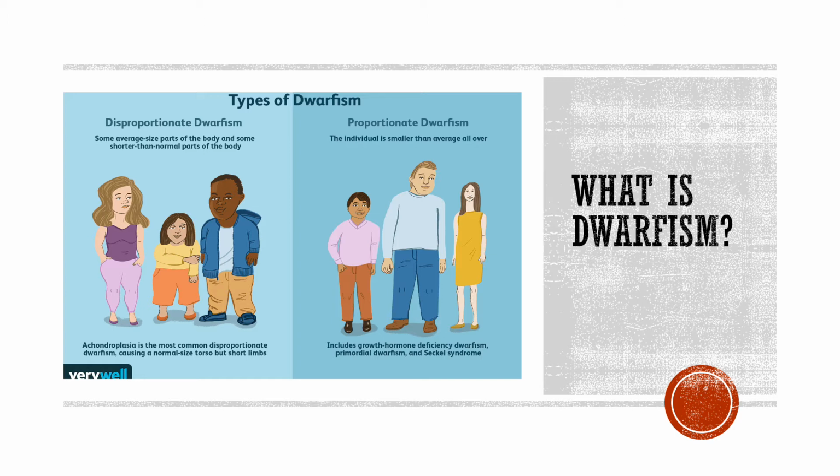Well, it's kind of obvious from the names, but disproportionate dwarfism is when some parts of the body are of average size and other parts are shorter than normal. And proportionate dwarfism is when all the parts of the body are equally shorter than normal. The most common type of disproportionate dwarfism is achondroplasia, and it is also the most common type of dwarfism in general. It is generally characterized by a normal-sized torso and short limbs. Examples of proportionate dwarfism include growth hormone deficiency dwarfism, primordial dwarfism, and Seckel syndrome.